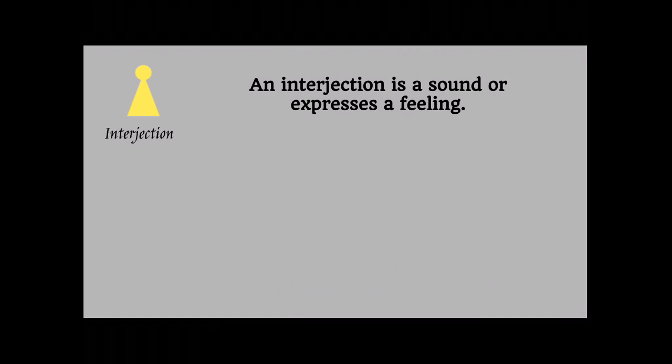An interjection is a sound or expresses a feeling. This is our last part of speech we'll look at. For example, achoo. Achoo is a sound people make when they sneeze. Achoo, said the girl, sneezing into her elbow. Oh, I noticed there's a typo there. Whoops.